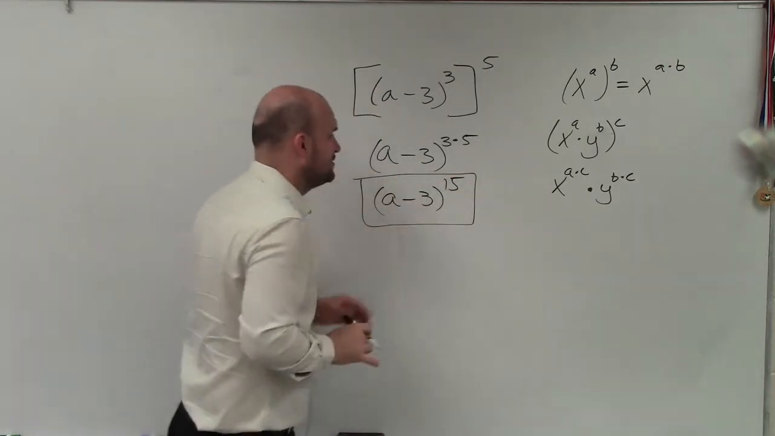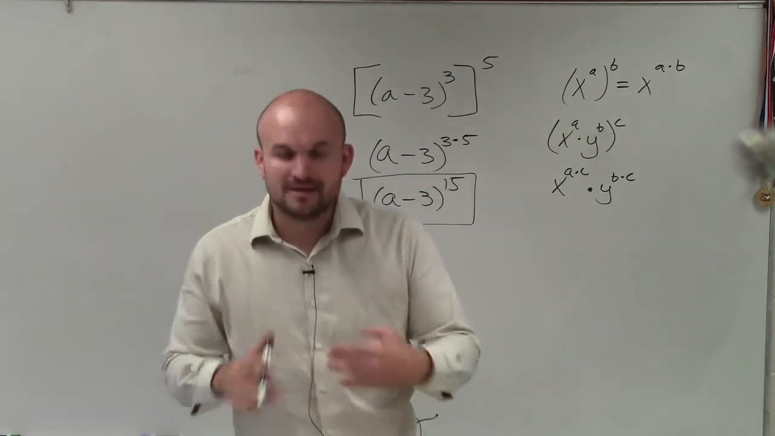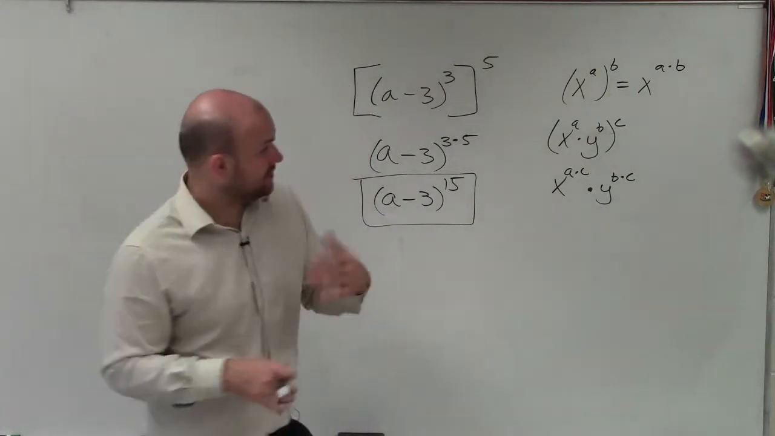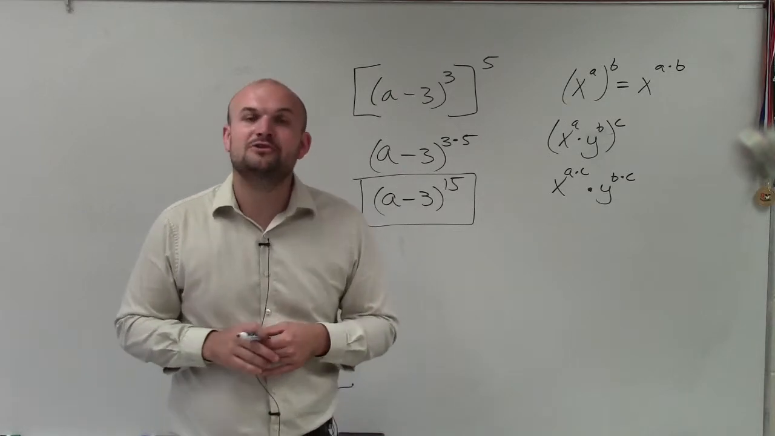You cannot distribute the 15 amongst a minus 3 because there is no rule for power to a difference or sum. So there you go, ladies and gentlemen. That is how you simplify using the power to power rule.